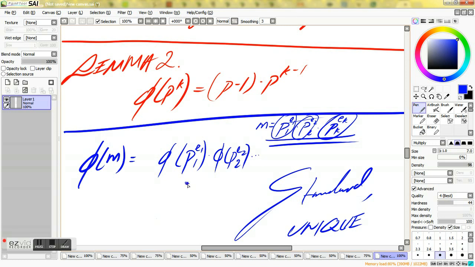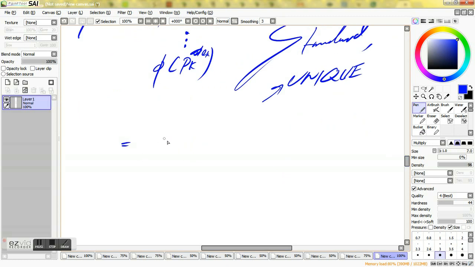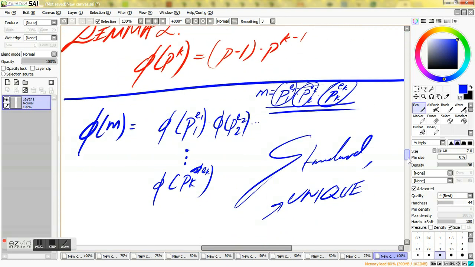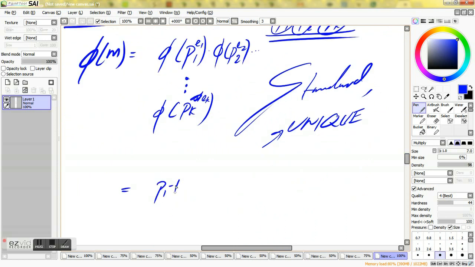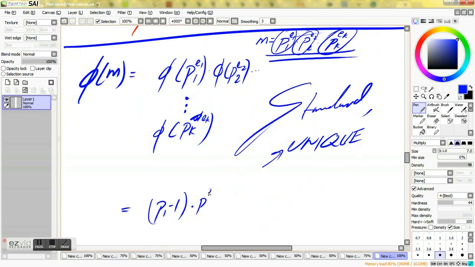Phi of p1 to the e1, times phi of p2 to the e2, all the way up to, maybe I should continue down here, times phi of p sub k to the e sub k. It's a subscript, not a factor. And we know each of these, right? We know that phi of p to the e for any prime and exponent is p1 minus 1 times p1 to the e1 minus 1.